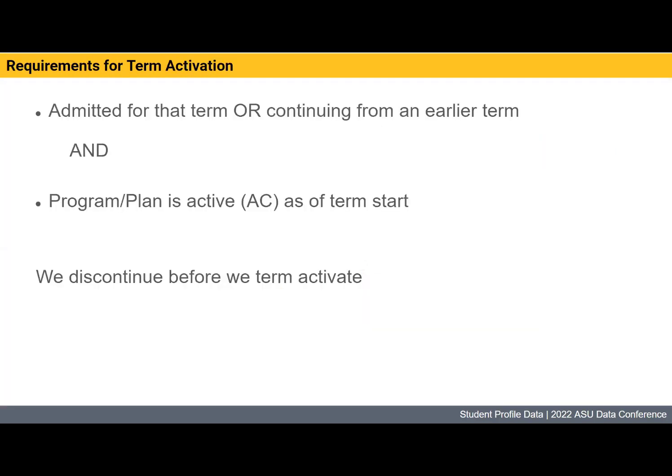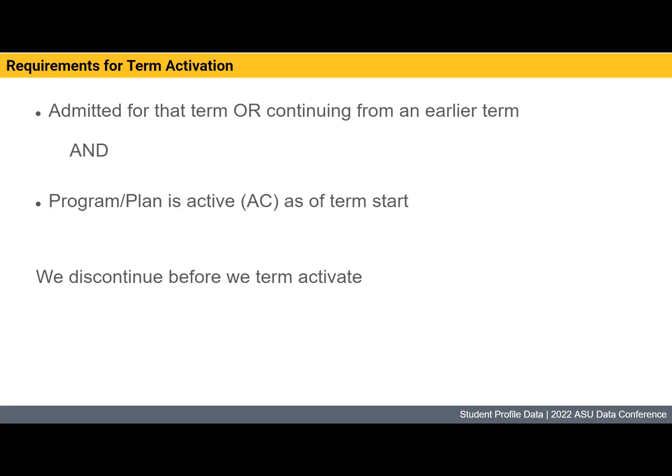Okay, so I basically already told you this. In order to be in the student profile term tables, you have to be term activated. To be term activated, a student has to be admitted for that term, or they have to be continuing from an earlier term and still meet the quick reentry or continuous enrollment requirements for their career. They also have to be active still. So if we graduated them or they're discontinued due to non-enrollment, they're not term activated.